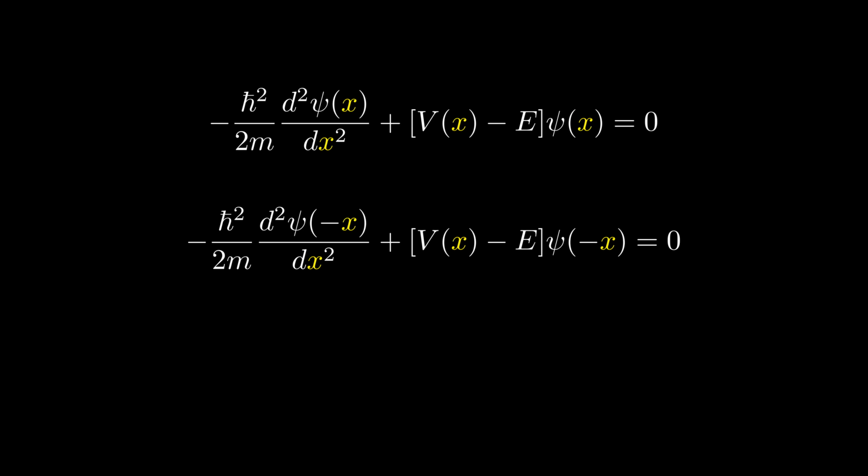Schrödinger equation. Now, here's the exciting part. By the superposition principle, the general solution psi of x can be written as a linear combination of psi of x and psi of negative x. But there's more. We can choose the coefficients c1 and c2 to make the solution either even or odd. For example, it can be made even by selecting both c1 and c2 to be 1, and it can be made odd by choosing c1 to be 1 and c2 to be negative 1.